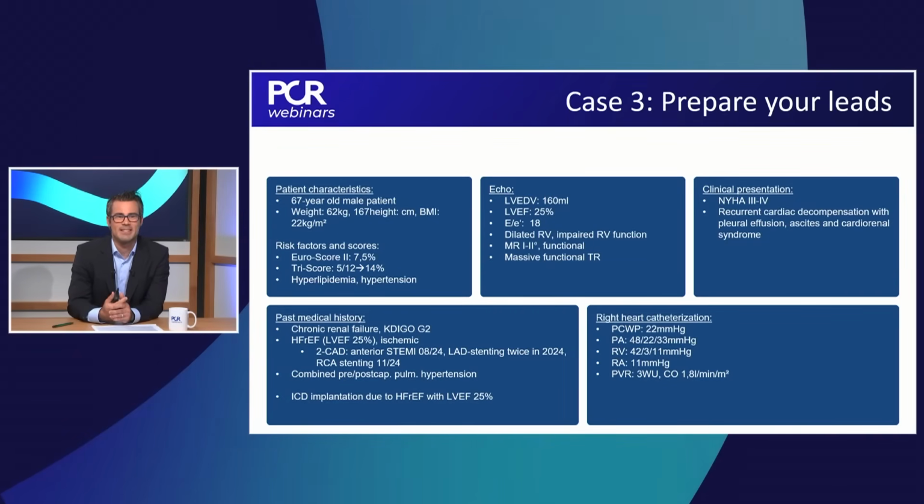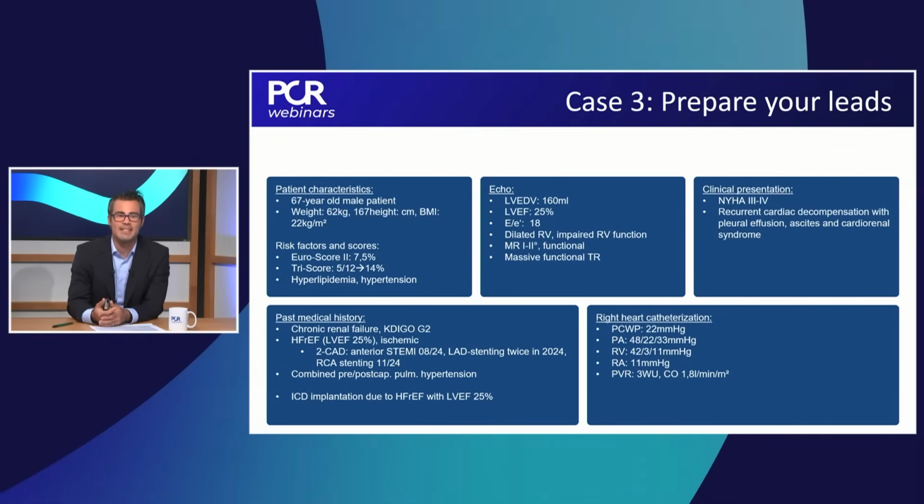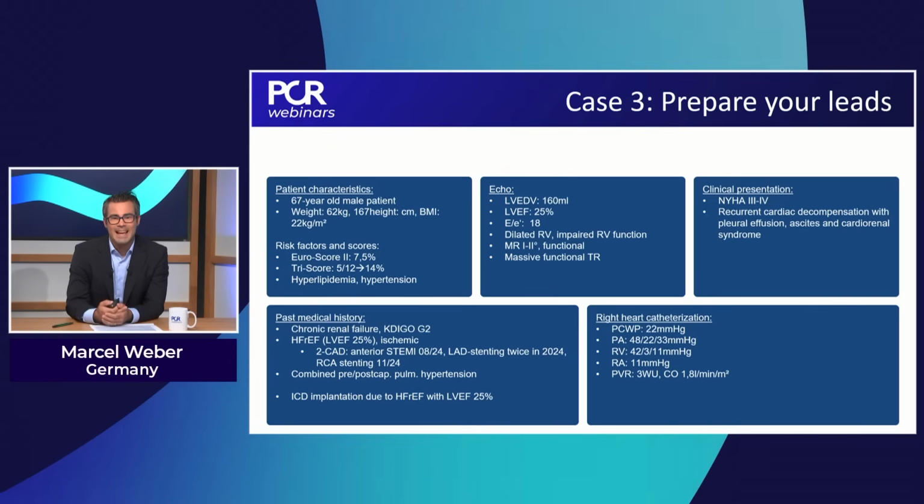I have a third case, and now the topic is prepare your leads, because the patient has two problems. He's 67 years old, has a massive functional TR, and he has an indication for ICD implantation because he has a severely reduced left ventricular ejection fraction of 25% due to coronary artery disease. So we had two problems that we wanted to solve.